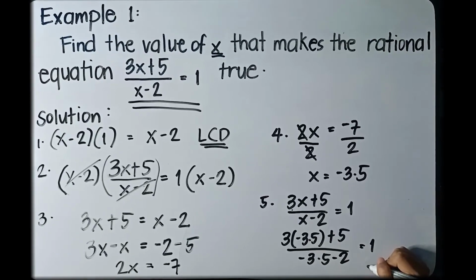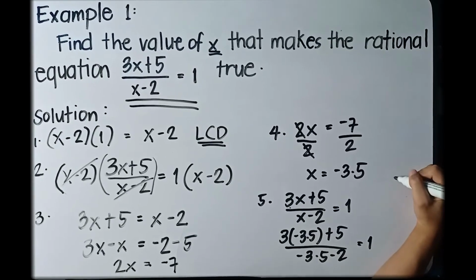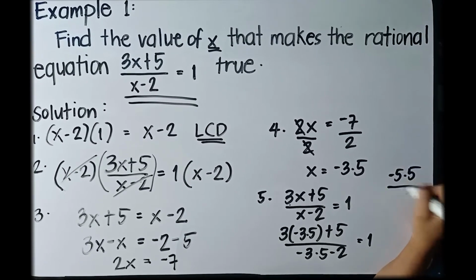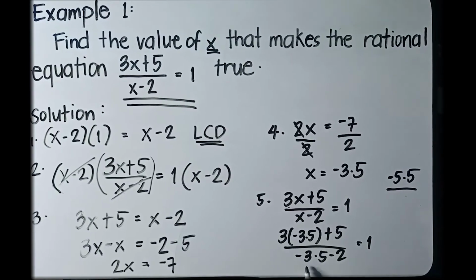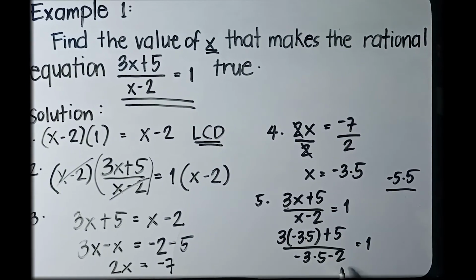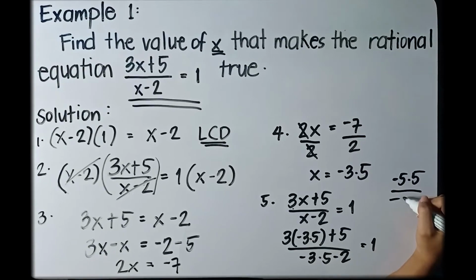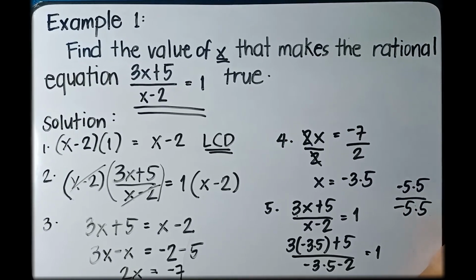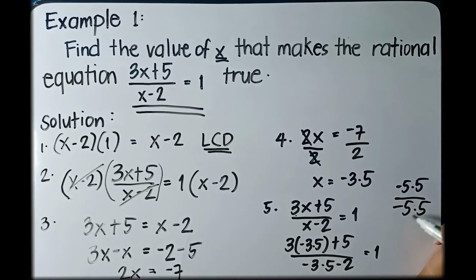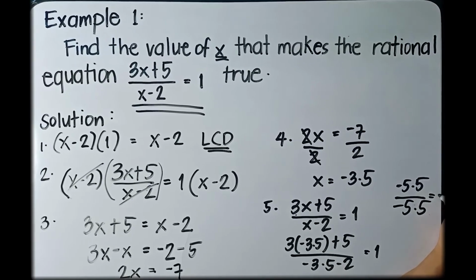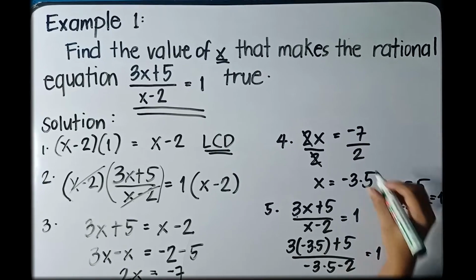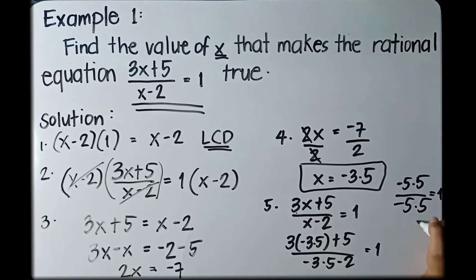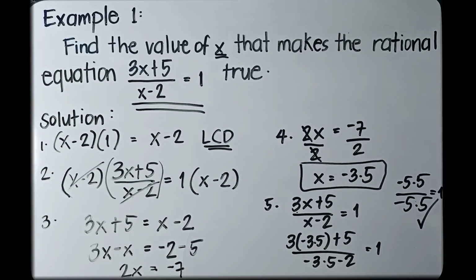So let's continue our solution in this part. Negative 5.5 over negative 3.5 minus 2, which is also equal to negative 5.5. So this negative 5.5 over negative 5.5 is equal to 1. So meaning, this value of x satisfies our rational equation.